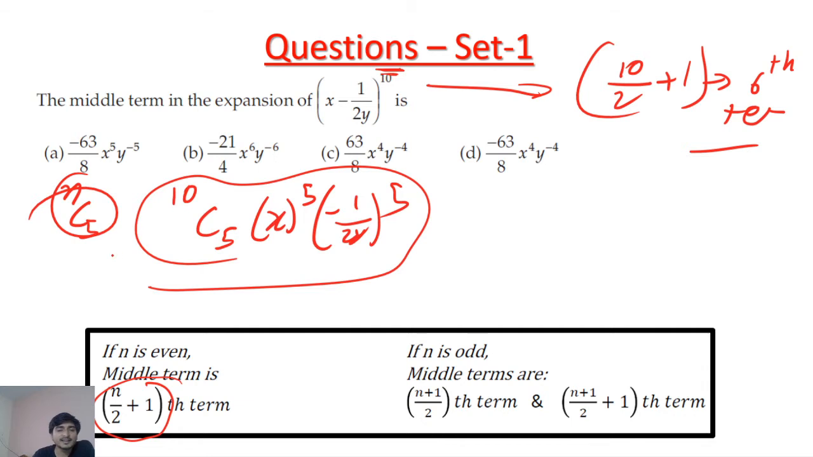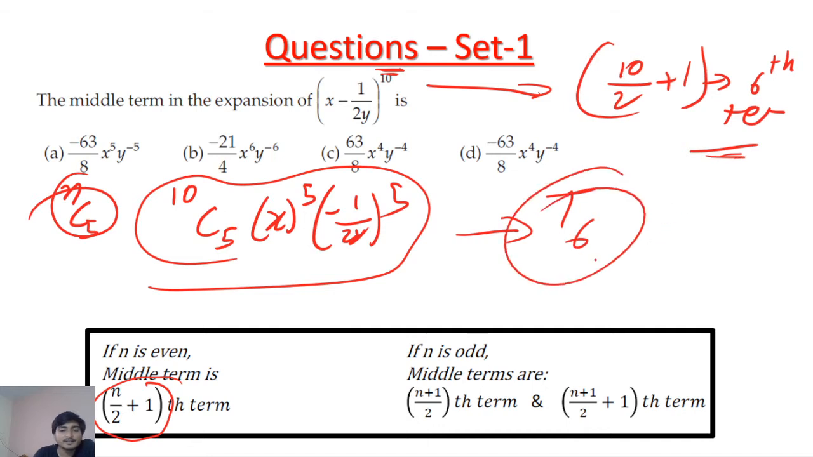So which one is the correct one? Only one of these is correct. Shreya, that is wrong. nC5, n by 2 plus 1. So the sixth term will be your middle term. If you have to find the sixth term, T6 means 10C5, with x to power 5 into this. So x to power 5 is in which one? This one only. Got it?